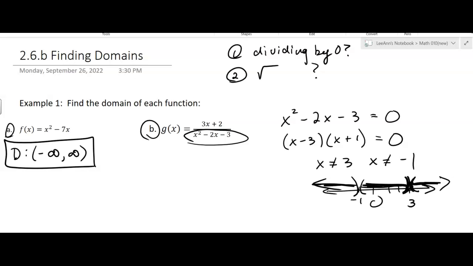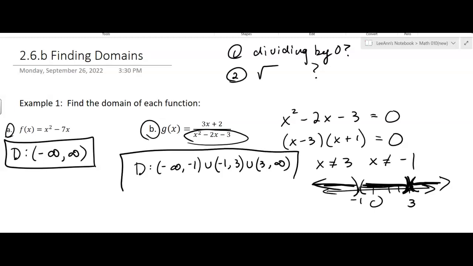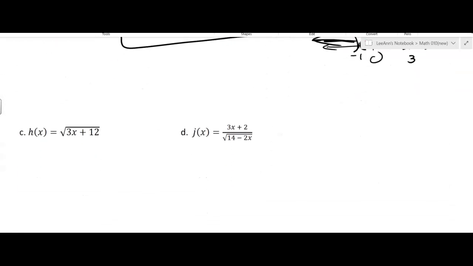Okay, how do you write that in interval notation? Well, the domain's going to be from -infinity up to -1. So you got to go left to right. Union, and then you can have the numbers between -1 and 3. And then union from 3 to infinity. And it just barely kind of fits in there. Okay, so kind of a long way to write it, but that's the interval notation, and that's how we write it. So we're saying we can have any real number except we can't have -1 and we can't have 3.